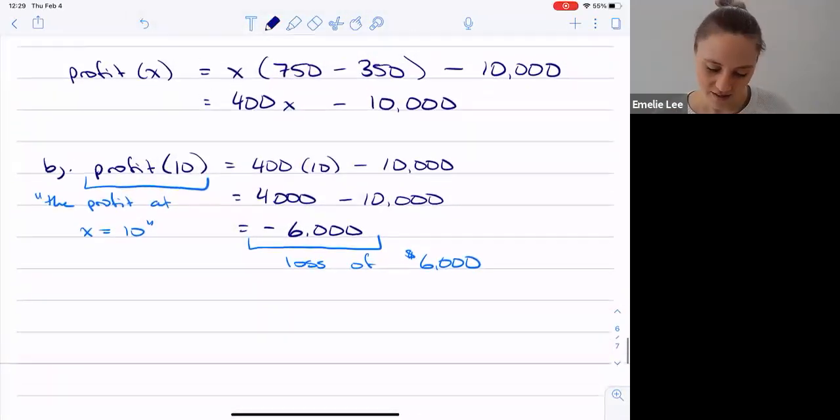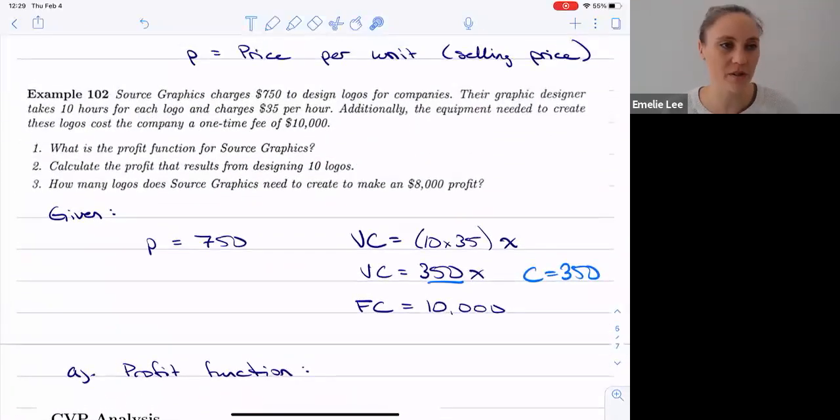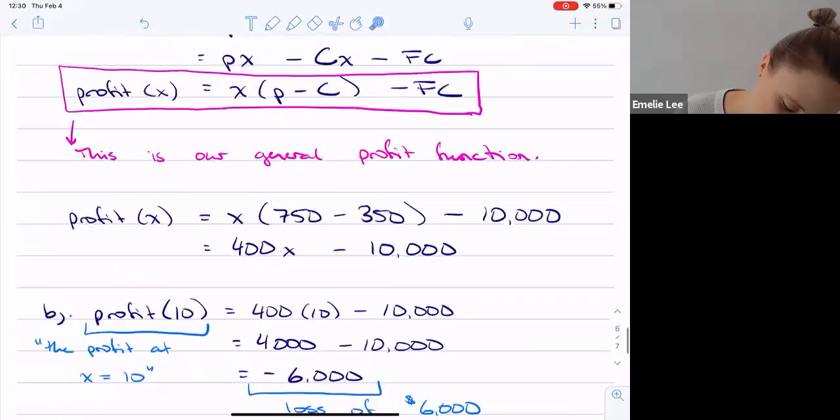All right. Part C, usually we kind of flip the script here and we say, okay, well, what if I want to make $8,000 in profit? How many logos do we have to crank out, right? So now I'm told what the profit should be, and I'm asked how many logos do I need to make? Well, that's solving for X, right? So now I'm given the profit and I need to find X, the X that makes that happen. So we can use the profit function again.